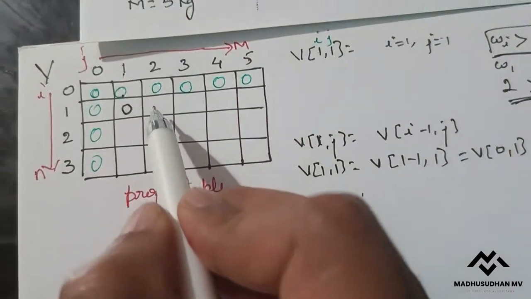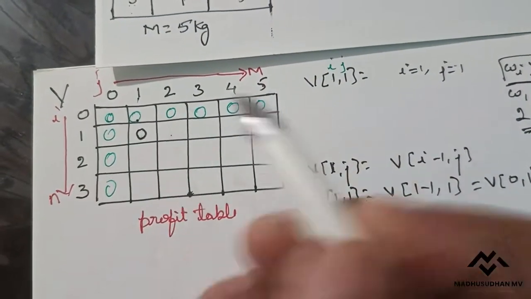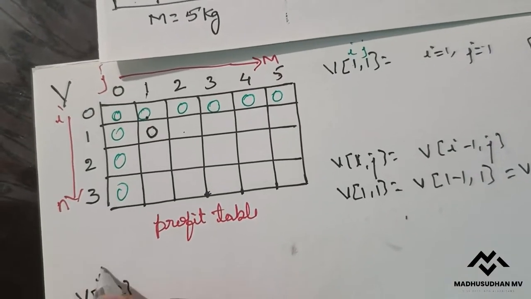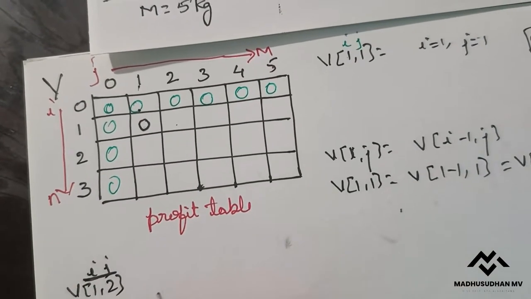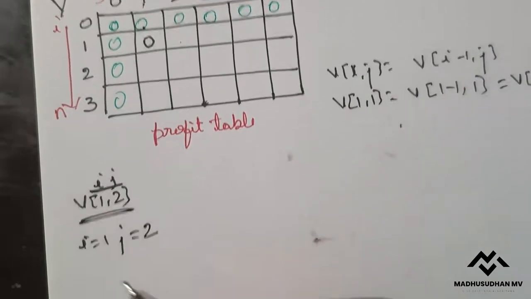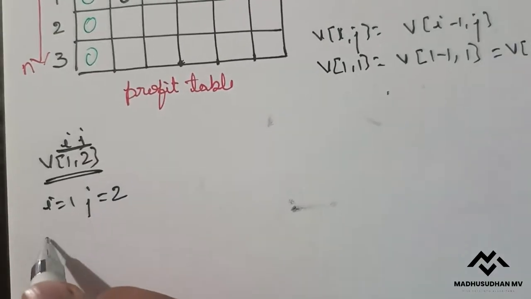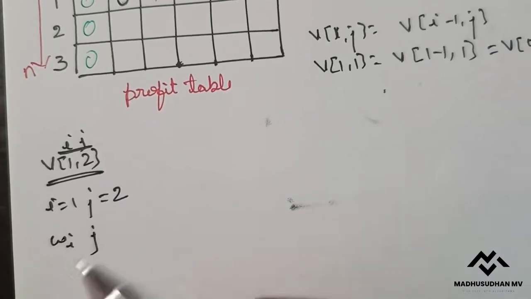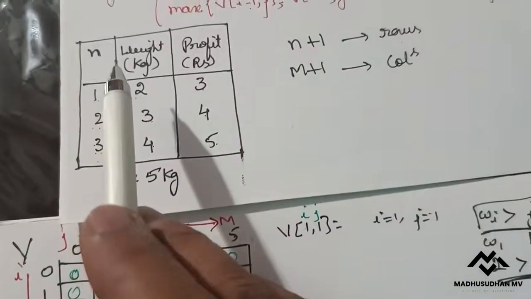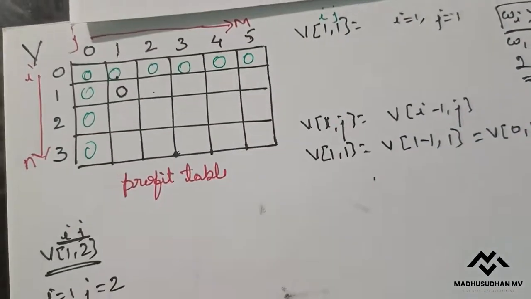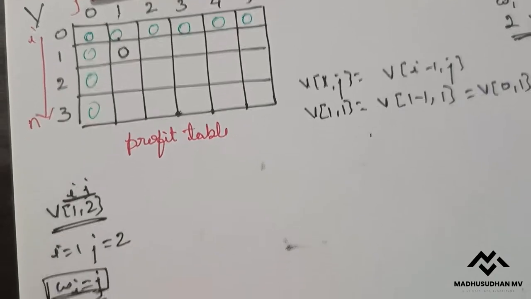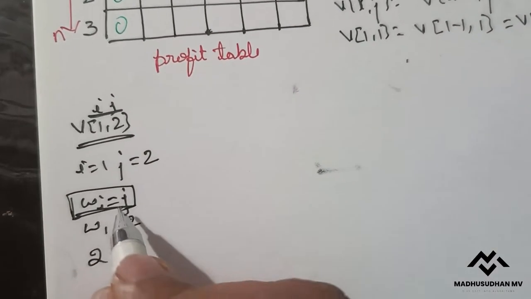Next, similarly, I need to find out V of 1 comma 2. In this, this is the i value, this is the j value. The i value is 1, the j value is 2. So again, Wi and j: W1, j value 2. The weight of the first object is 2 kg, and the j value is 2. These two are equal. That means Wi is equal to j.